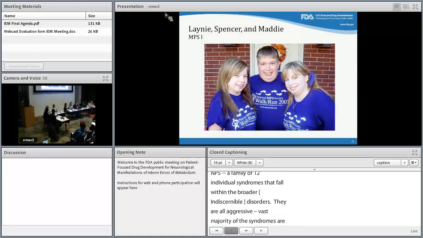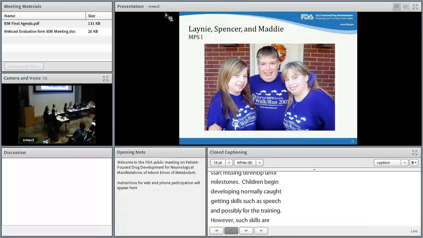The vast majority of the syndromes are characterized by drastic neurologic manifestations, including profound cognitive regression and mental retardation. Children with MPS are not typically identified at birth, but start to be identified once they start missing developmental milestones. Children begin developing normally, gaining skills such as speech and possibly toilet training. However, such skills are eventually lost over time in most of the children and are replaced with extreme restless, overactive, and difficult behavior, including not sleeping for days and seizures.